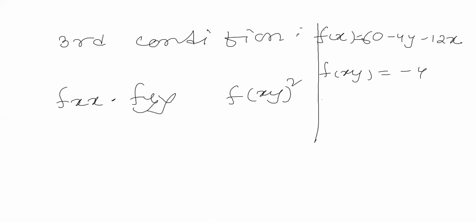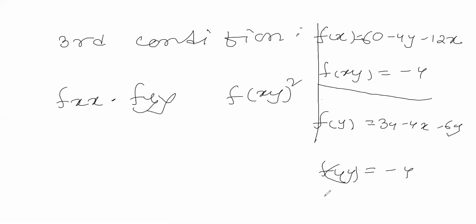Okay, so here also you see f of y is equal to 34 minus 4x minus 6y. So we get f of yx is simply equal to negative 4. So the cross partial derivatives are equal to each other.